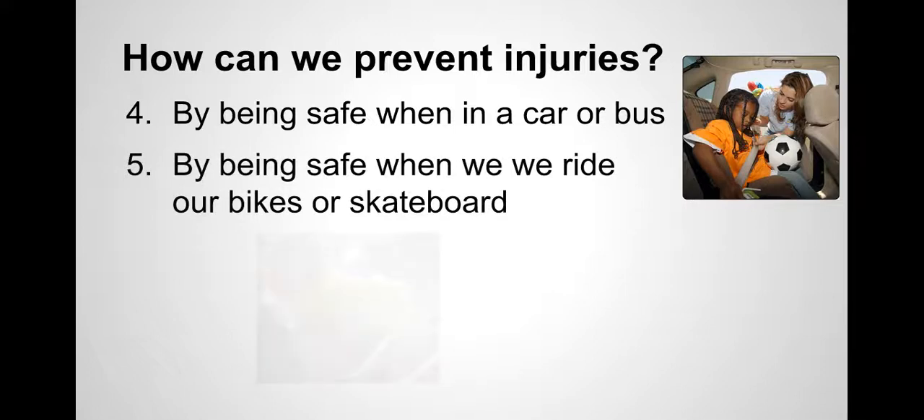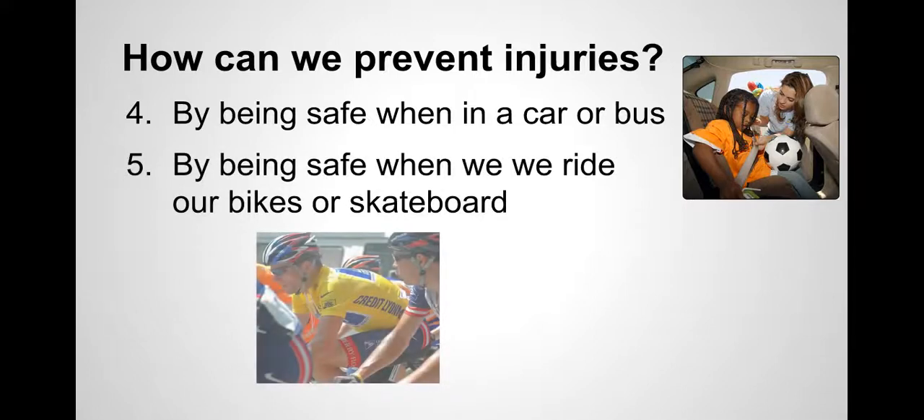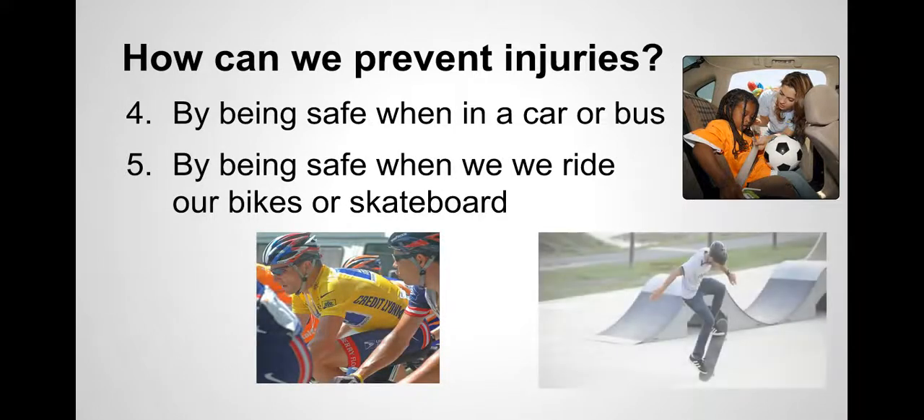Finally, we can prevent injuries while bike riding or skateboarding. Here are some safety precautions. 1. Wear a helmet. 2. Wear elbow and knee pads. 3. Use hand signals. And 4. Obey traffic signals. Together, these 5 strategies can help prevent injuries.